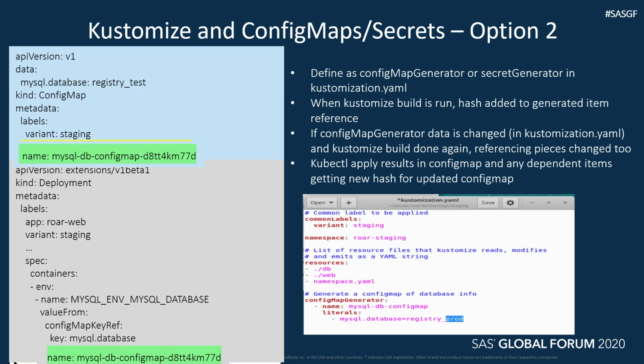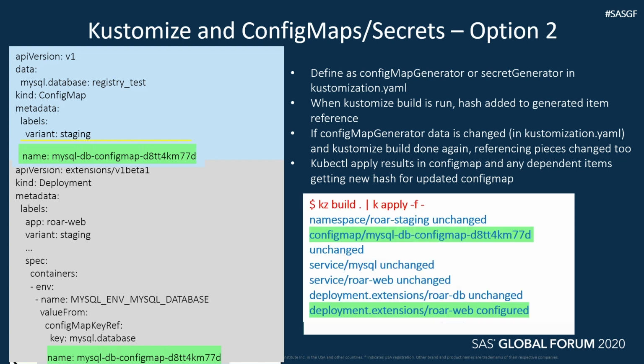So kubectl apply results in a config map. Any dependent items get the new hash for the updated config map. So in this case, if I did the apply, you would see both the config map and the deployment that references it also configured.